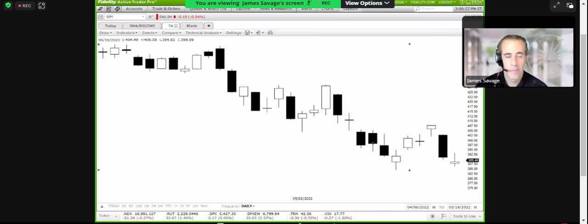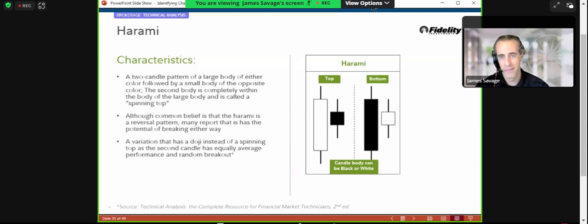So I'm going to go back, and let me talk about one more pattern here, and to introduce a two-candlestick pattern, and that is going to be the harame, or the harami, depending on how you want to pronounce it. Of course, as you can possibly tell, I know nothing of Japanese.